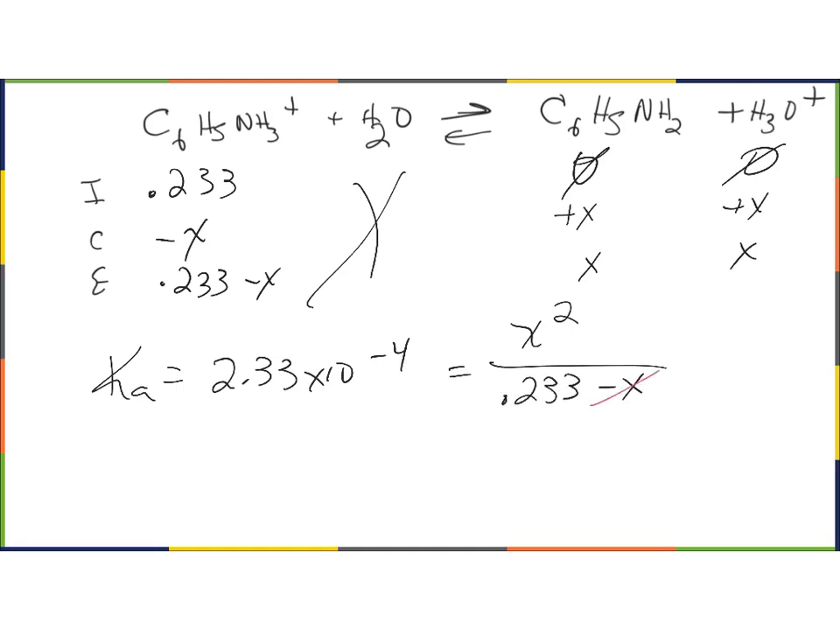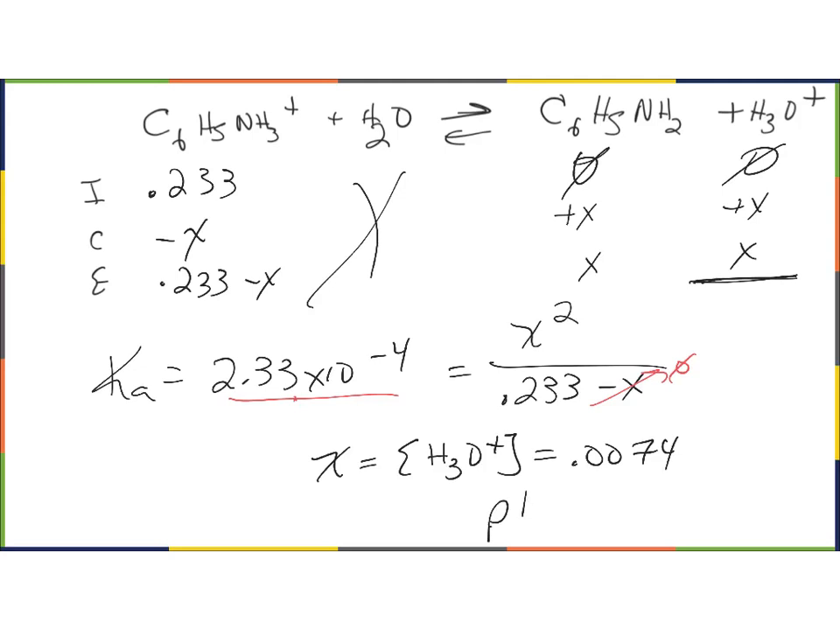We're going to set this bottom X equal to 0 because we're hoping that K is small. This is getting big enough that it might not be. When we solve for this, we get X, which is equal to the concentration of hydronium. And when you do these problems, always keep track of what you're solving for, hydroxide or hydronium. When you solve for this, X is 0.0074, and the pH of this solution is equal to 2.13. If you calculate the percent ionization, you will discover it's less than 5, and this is a perfectly good assumption.